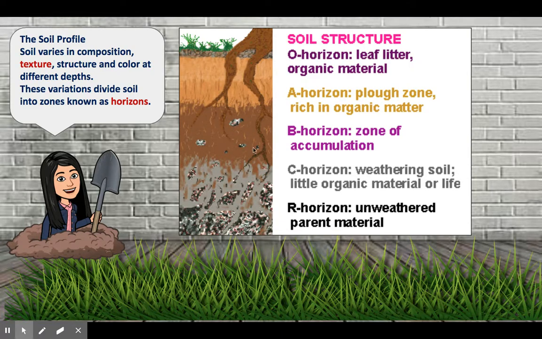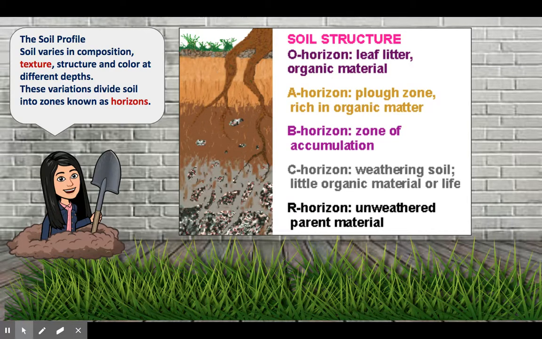B horizon is called the zone of accumulation. You can see here some fragments of rocks found in the C horizon and also a combination of roots and other organic matter that get through from the A horizon. This is also called subsoil.